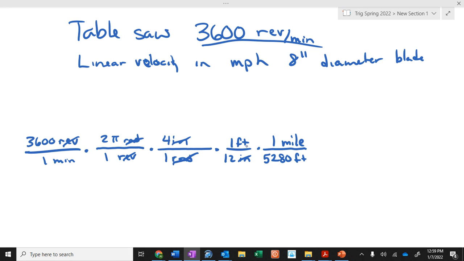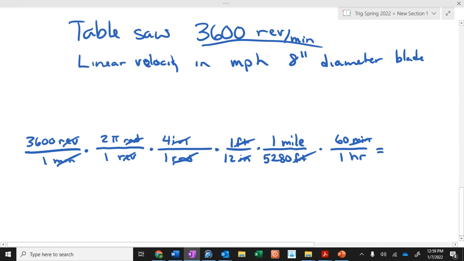So the feet cancel, and now we're in miles, but we're in miles per minute. I need to be in miles per hour. Hours goes on the bottom, so in 1 hour, I know there are 60 minutes. That's why minutes has to go on top. Minutes gets canceled with minutes.